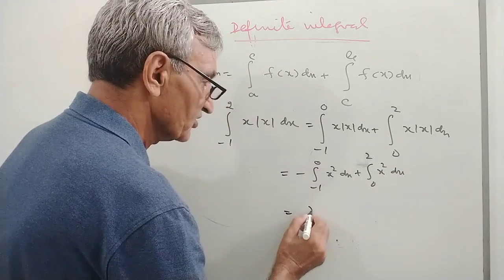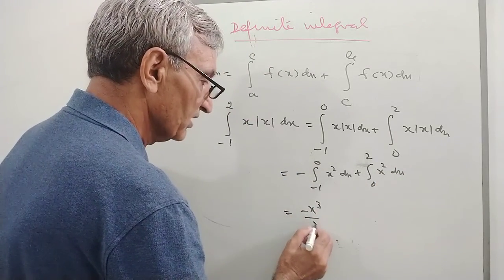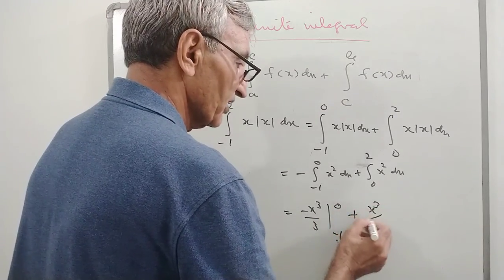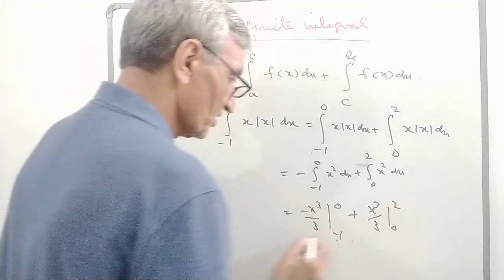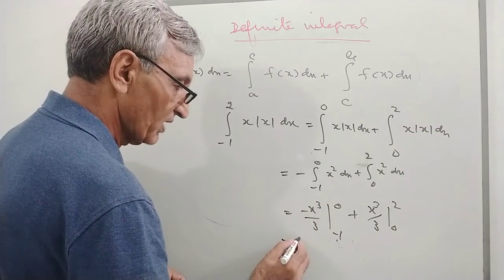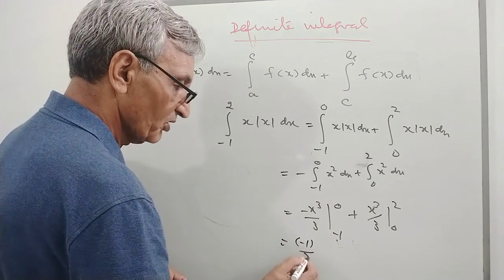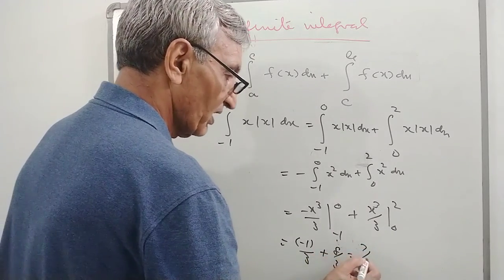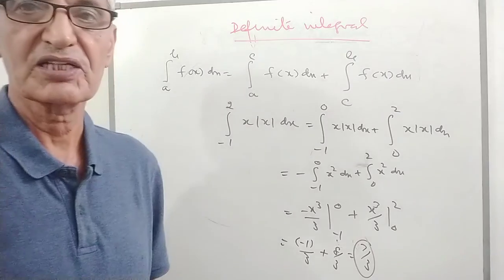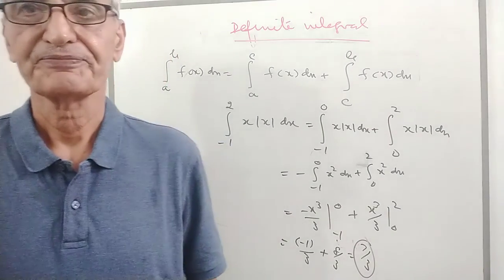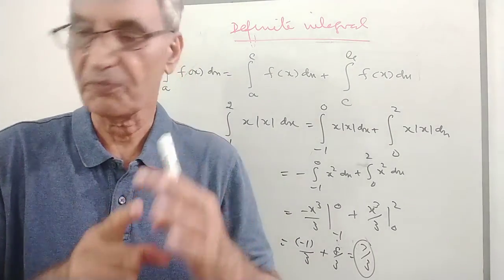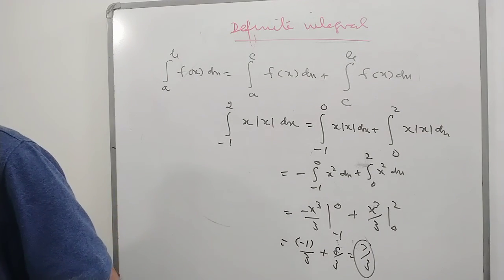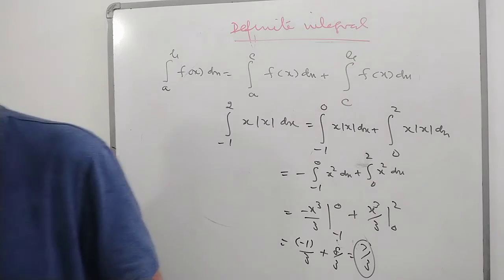This is equal to minus x cube by 3 from minus 1 to 0 plus x cube by 3 from 0 to 2. Putting 0 here, 0 minus 1 upon 3 plus 8 by 3, the answer is 7 by 3. This is the answer we got, 7 by 3. That's all. So we use this property very easily in situations where the question demands it.